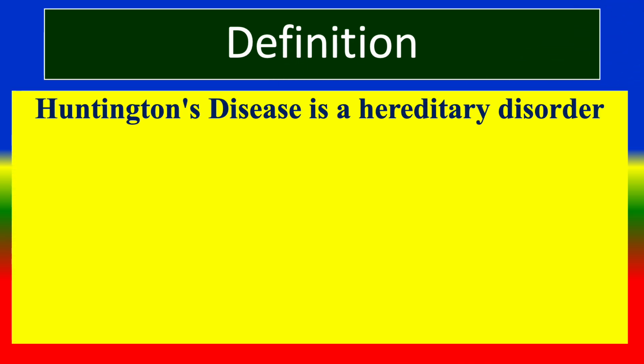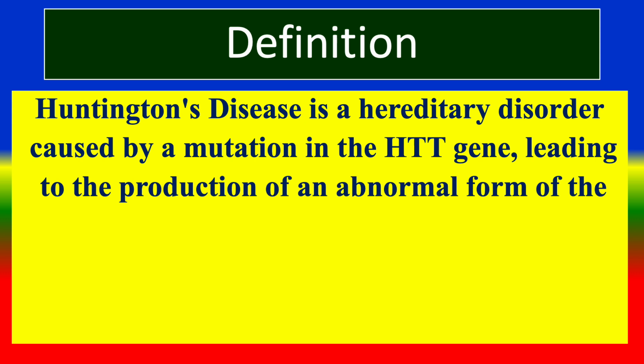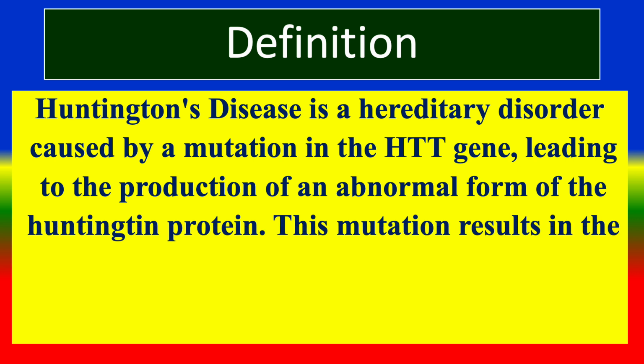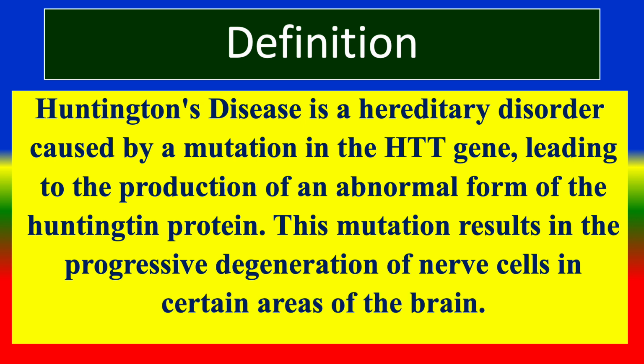Definition. Huntington's disease is a hereditary disorder caused by mutation in the HTT gene, leading to the production of an abnormal form of the Huntington protein. This mutation results in the progressive degeneration of nerve cells in certain areas of the brain.